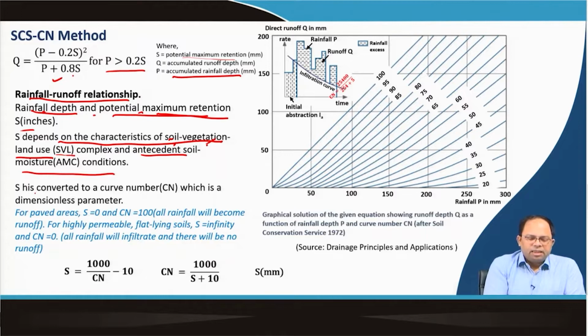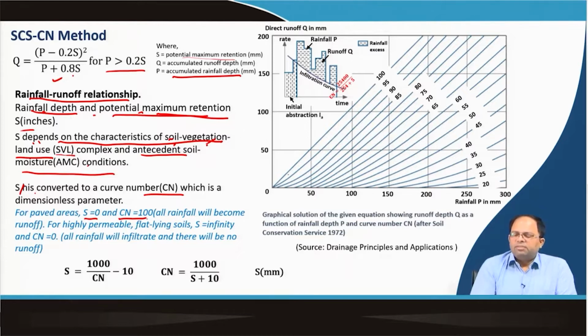So, the S value is converted to a curve number which is a dimensionless parameter. For each of these S values a curve number is generated, like for paved areas where S is equal to 0, that means potential maximum retention is 0 for paved areas. So, CN curve number is 100. In this particular image you can see the different curve numbers, like this is CN 100. Similarly, for highly permeable flat lying soil, S is equal to infinity, where the CN value would be 0. That means everything is getting infiltrated. So, there the CN value would be 0. So, all rainfall will infiltrate and there will be no runoff.